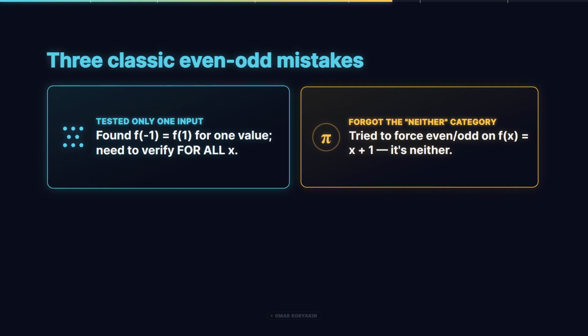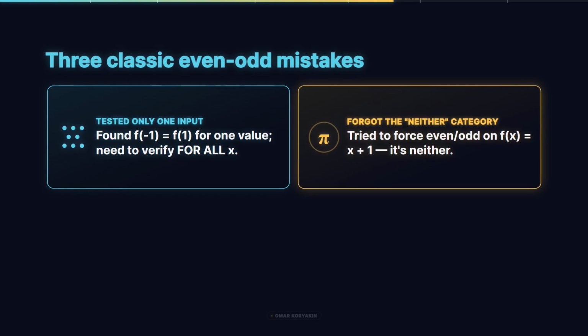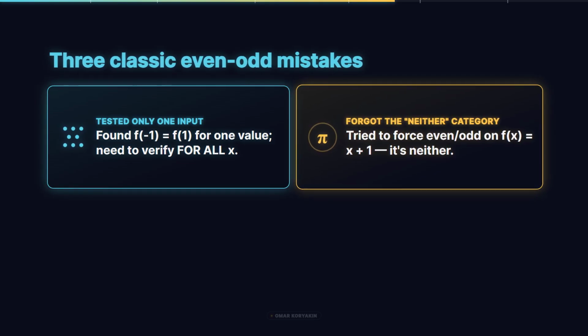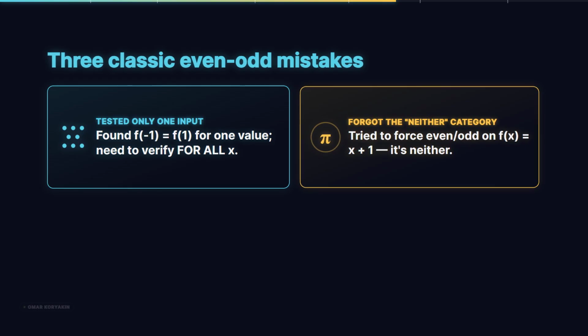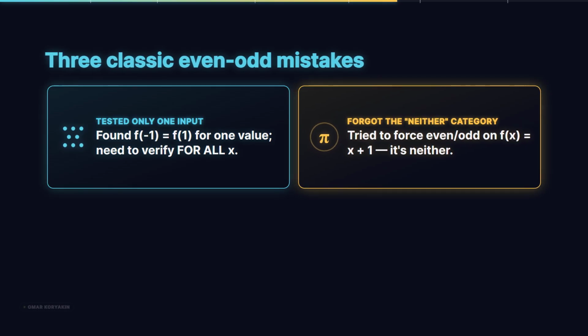The fix is to accept that most functions are neither even nor odd, and to check both algebraic conditions explicitly. If neither comparison gives equality, the function is neither, full stop.